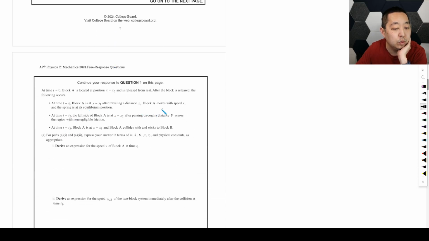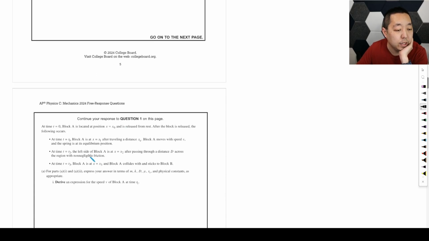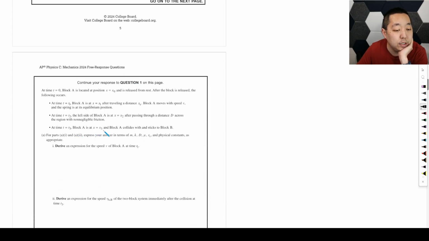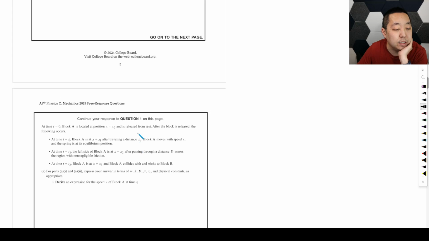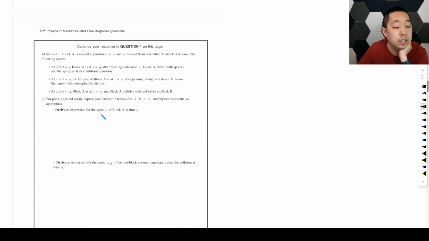Block A moves with speed V, and the spring is at the equilibrium position. So right at this point, it's moving with the speed V. Okay, at time t equals t2, after passing through the distance with non-negligible friction. Okay, so this is T2 right here, which makes sense because it's called X2. At time t3, it collides and sticks. So this is T3, and it collides and sticks to block B. Okay, so that's kind of an inelastic collision there.